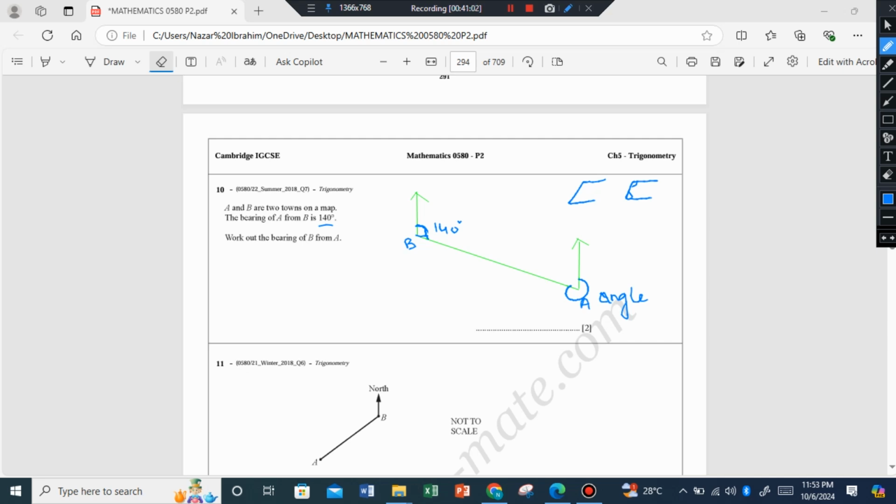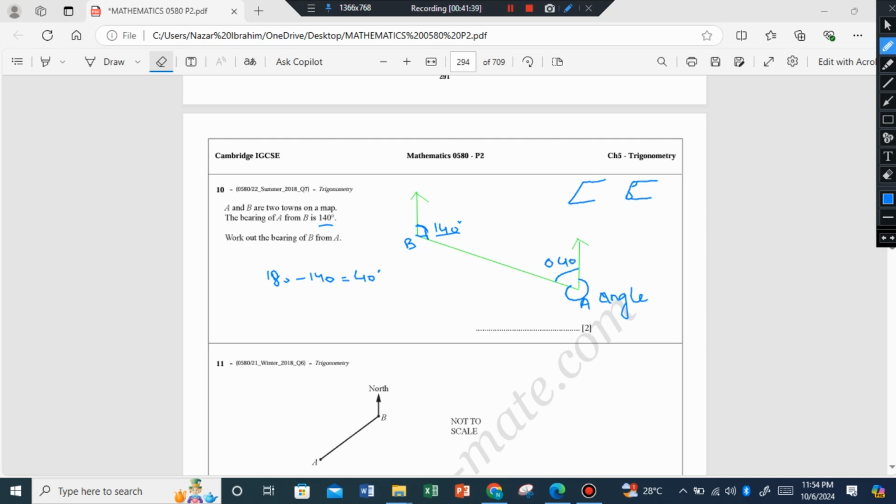So if this is 140 and these are two north parallel lines, the sum of this 140 degree angle and this angle should be equal to 180. So I subtract directly: 180 minus 140, which is equal to 40 degrees. So the bearing is 040. Am I right or wrong? No, no, not 040. This is the angle which I have just calculated. This is 040, right?